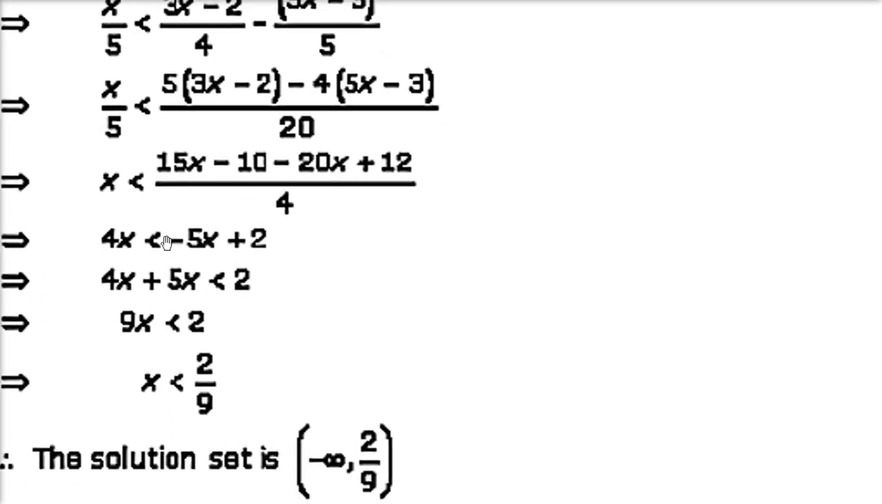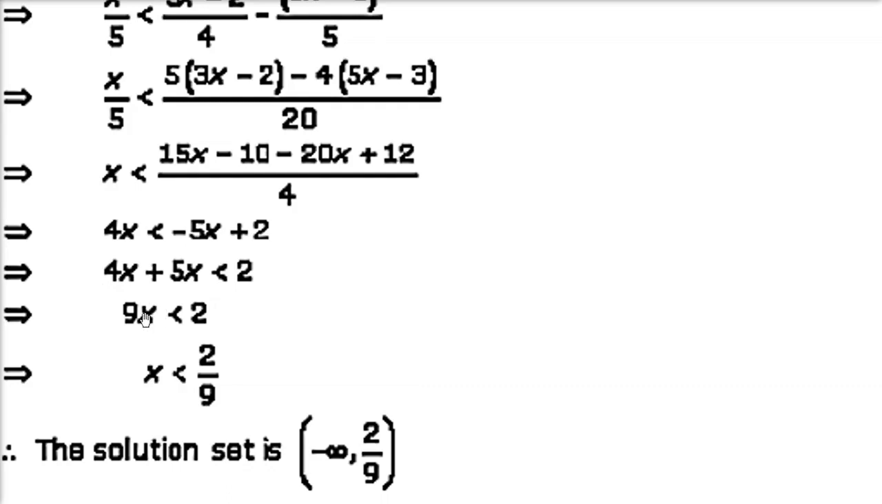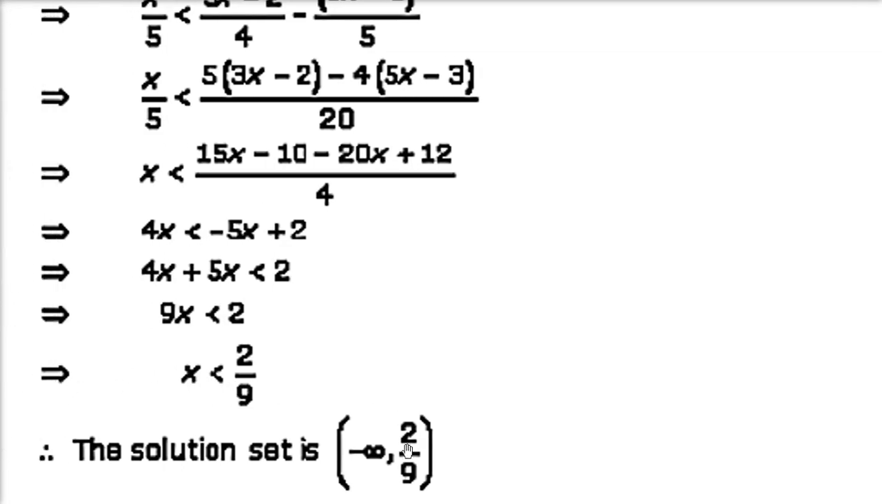Now if you solve this, you are going to get 4x. 4 I am taking here. 4x is less than 15x minus 20x is minus 5x, minus 10 and plus 12 is 2. Now bring this 5x here. This is 9x less than 2. Now 9x is less than 2 means x is less than 2 by 9. X is less than 2 by 9 means anything here. So here minus infinity is there. So 2 by 9 and minus infinity. This is the solution set.